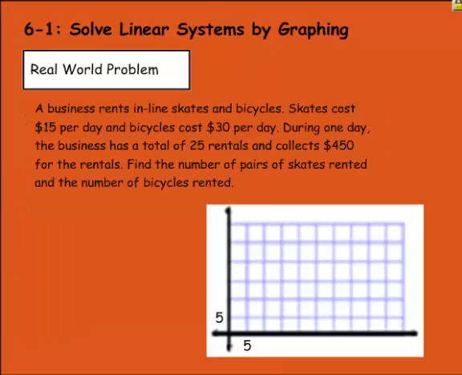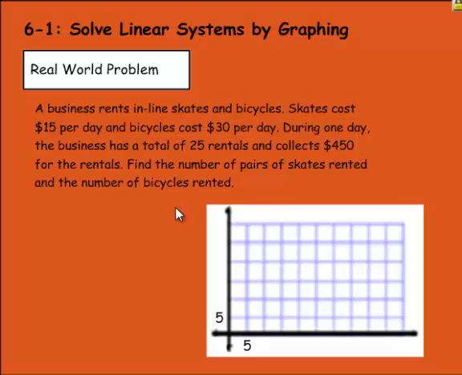Here's our last one. A business rents inline skates and bicycles. Skates cost $15 per day, and bicycles cost $30 per day. During one day, the business has a total of 25 rentals and collects $450 for the rentals. Find the number of pairs of skates rented and the number of bicycles rented.